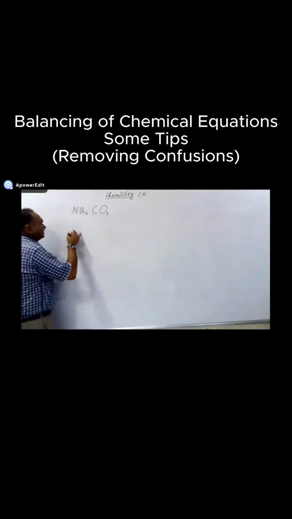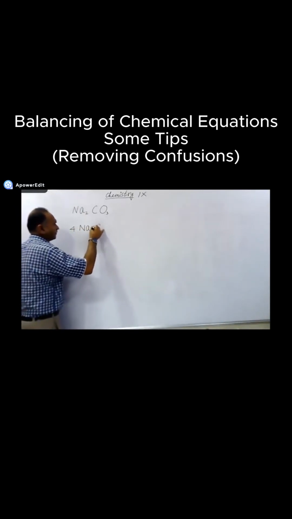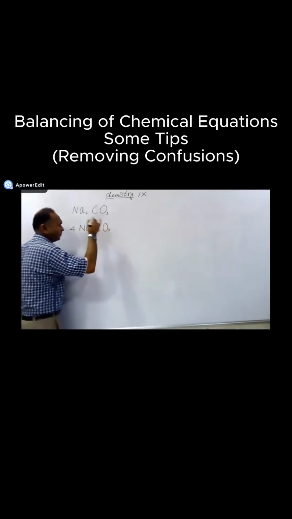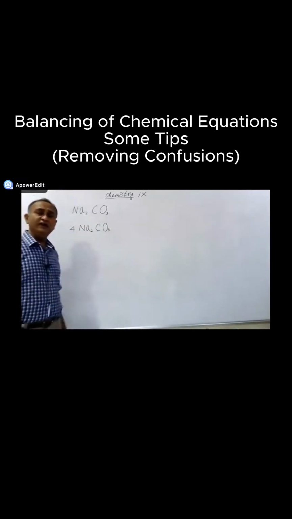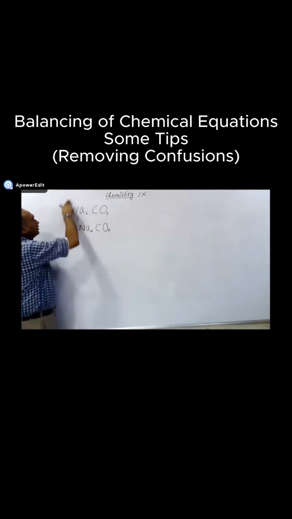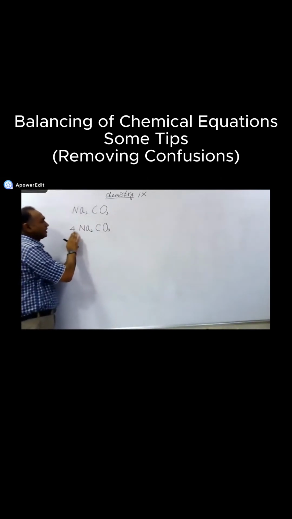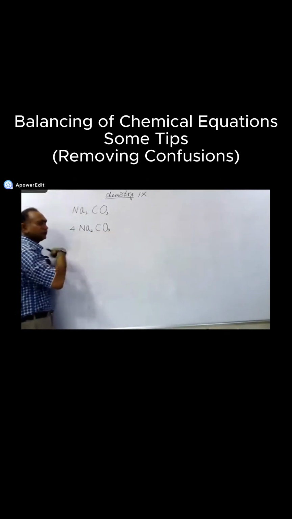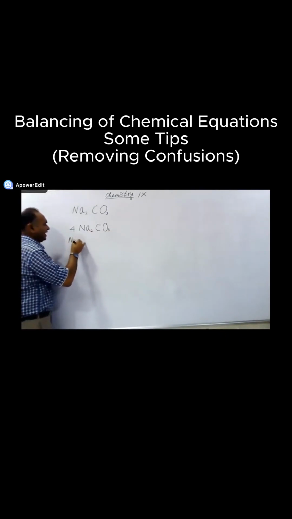Let's see, suppose it's written like this. Now if I ask the same question, how many sodiums do we have here? Here you can see a number as coefficient. Here we have four moles. Here we have only one mole. One is written over here. Here we have written four. So four should be multiplied with these subscripts. So if I ask how many sodiums, 4 2's are 8. How many sodiums? 8 sodiums.